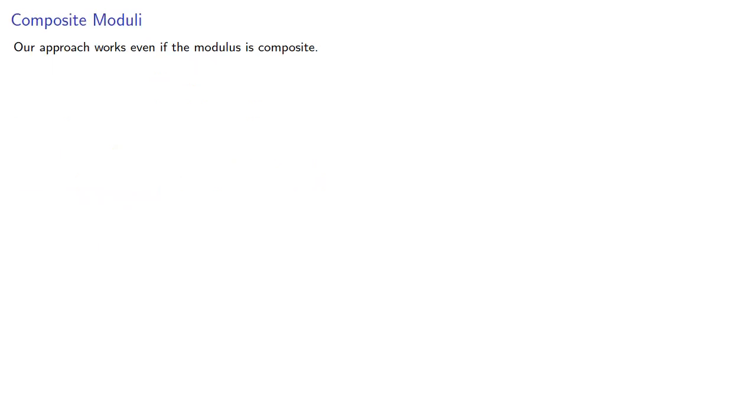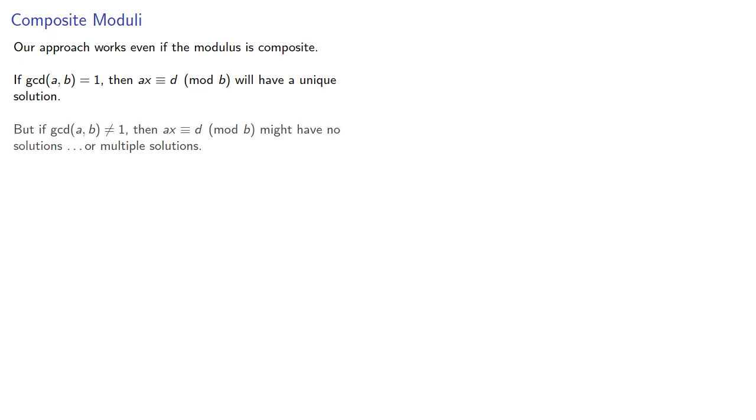Now our approach works even if the modulus is composite, with a couple of qualifiers. If the greatest common divisor of A and B is 1, then AX congruent to D mod B will have a unique solution. But if the greatest common divisor isn't 1, then our congruence might have no solutions or multiple solutions.